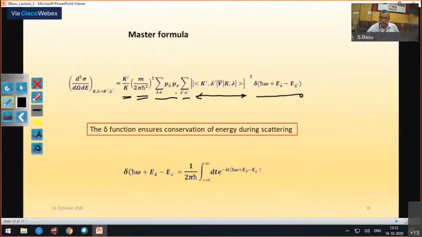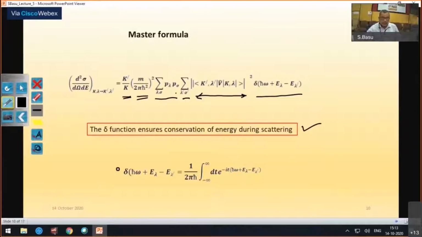Now this delta function is the Dirac delta function, you know. People who are a little bit familiar with physics and quantum mechanics will know. So this delta function has been brought in to ensure the energy conservation during scattering.